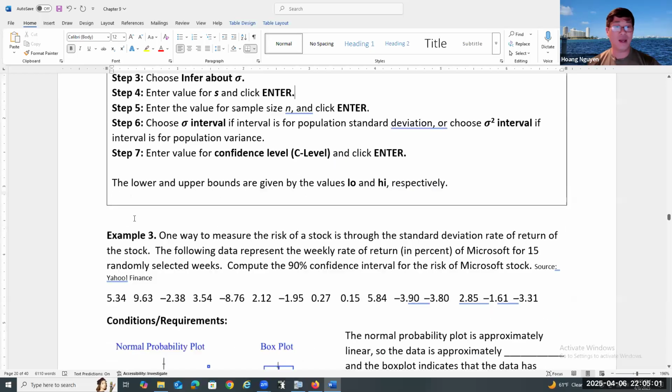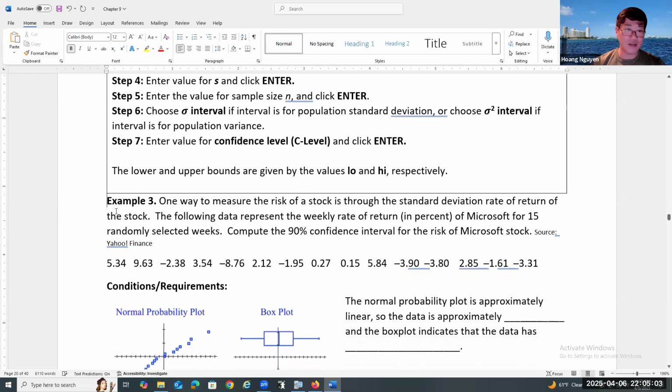Let's take a look at this question, everyone. One way to measure the risk of a stock is by using the standard deviation of the rate of return of the stock. The following data represent weekly rates of return, in percent, of Microsoft for 15 randomly selected weeks. So the sample is randomly selected. Now compute a 90% confidence interval. So we're looking for the 90% confidence interval for the risk.